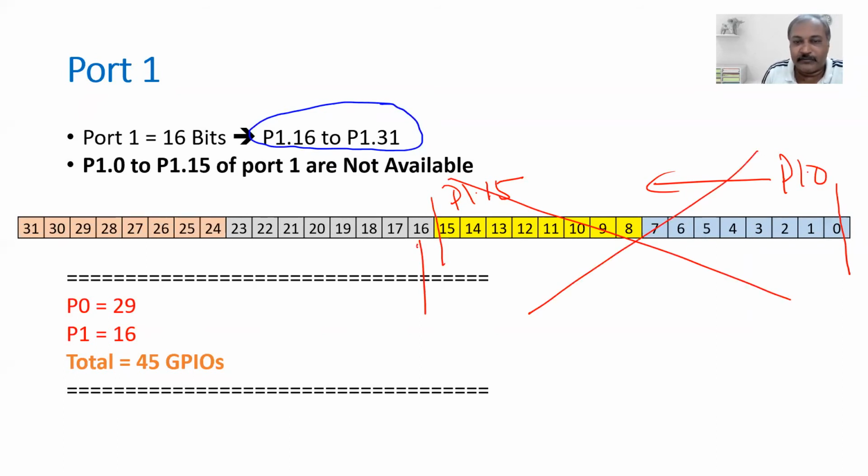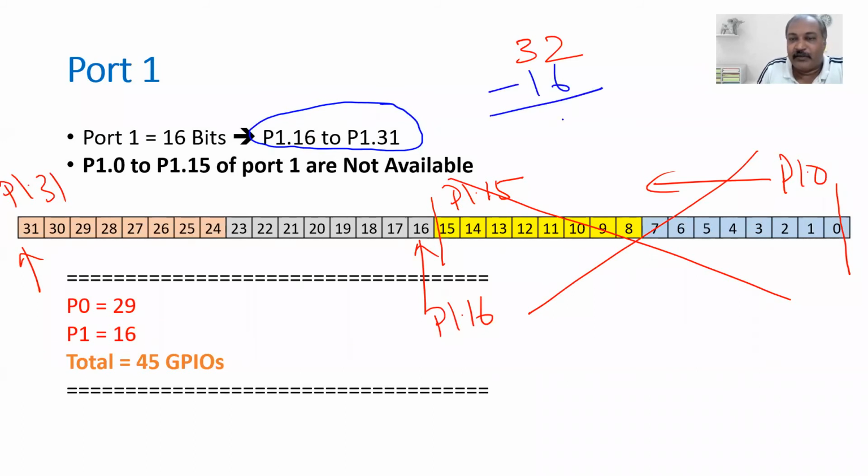It starts from P1.16 and it ends at P1.31. So which means out of the 32 bits, we have only 16 available, which means the rest 16 are not available, which means only 16 are available for us to use. The rest 16 are not available.